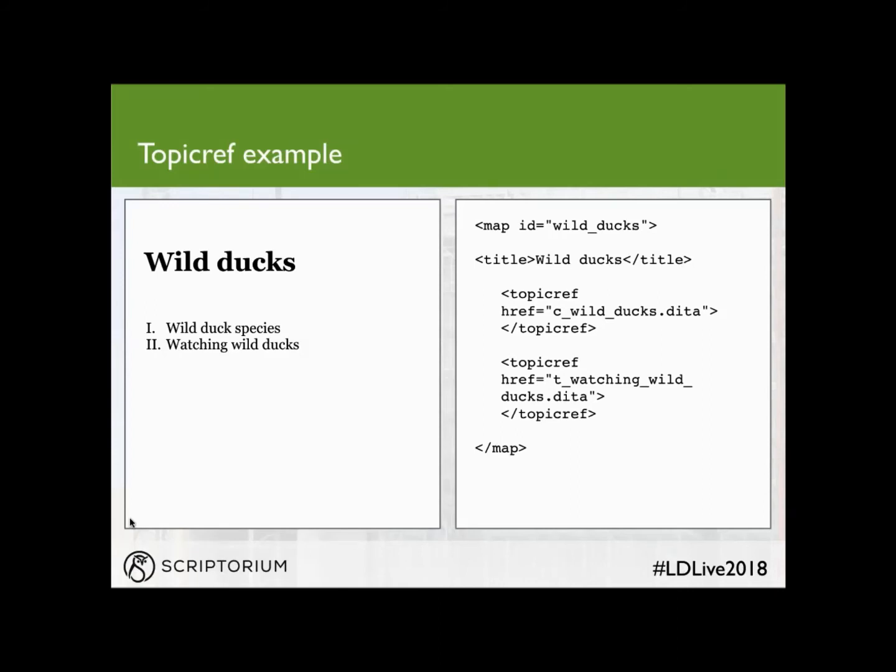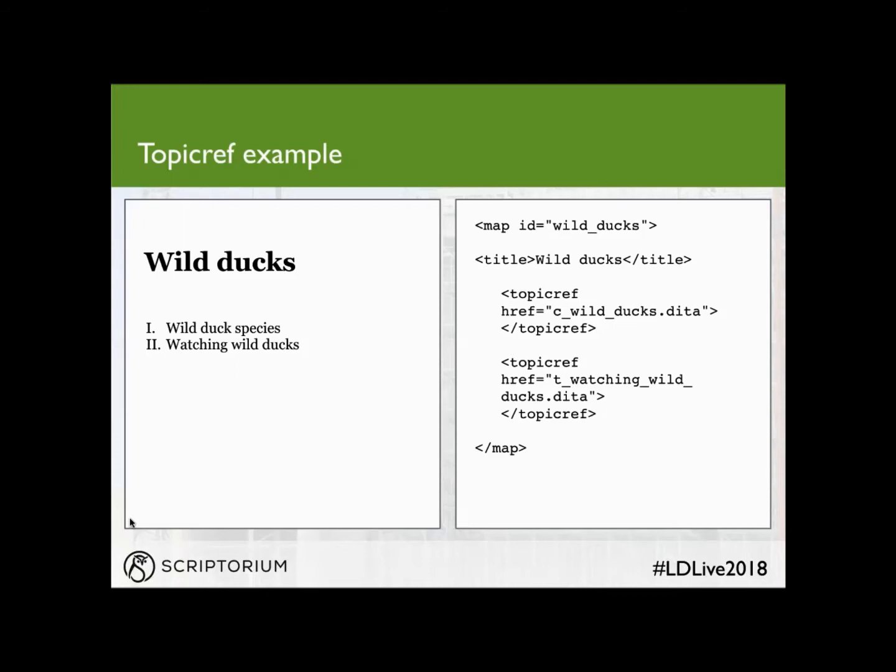This map has two topic refs, and one of them goes to a topic called wild duck species, and the other one goes to a topic called watching wild ducks. So we see that over in the content on the right with DITA tags. Similarly to our other topic types we looked at, a map file is set up kind of in the same way, where you have a container element for the entire map, so that's the map element, and then we have a title for the map, which is going to be whatever the title you want for your publication. So in this case, it's Wild Ducks.